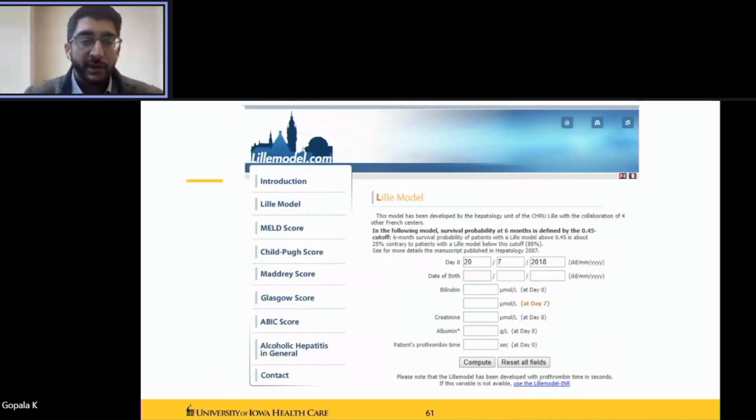So this is what the calculator looks like. You can go to lillemodel.com, just enter it, and it'll spit out the numbers. So the major thing you need to know is you need to have a bilirubin, creatinine, albumin, and PT is the main thing, PT and bilirubin on day 0. And then you need to have the bilirubin from day 7 to calculate the score.